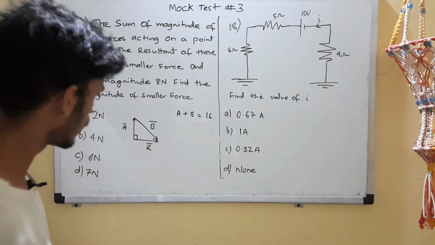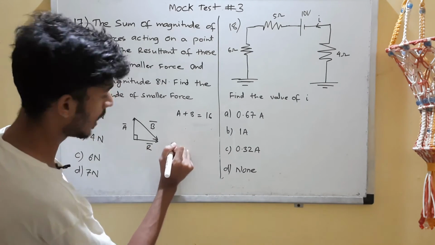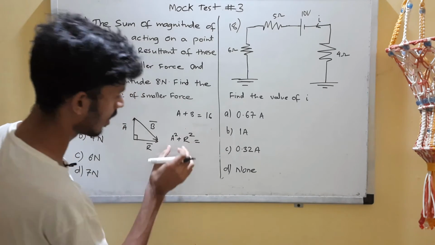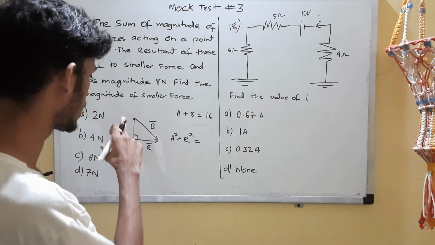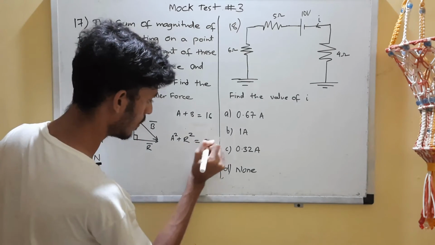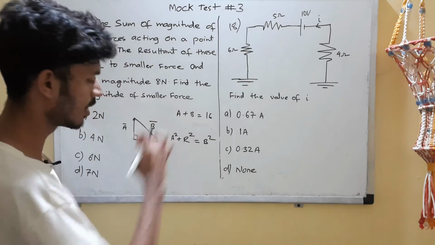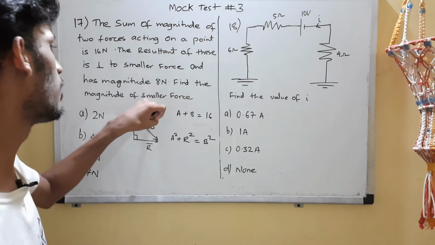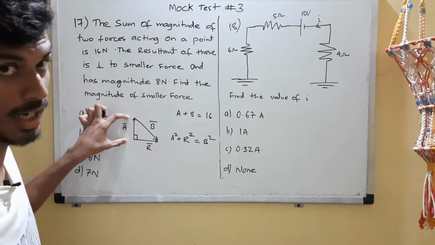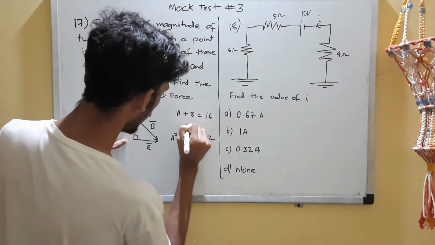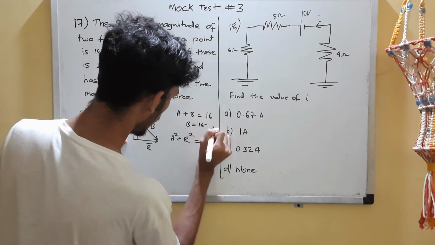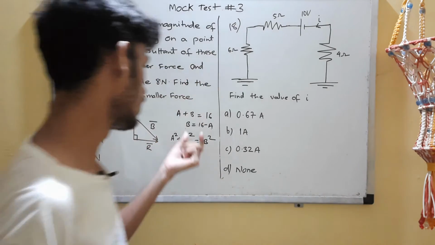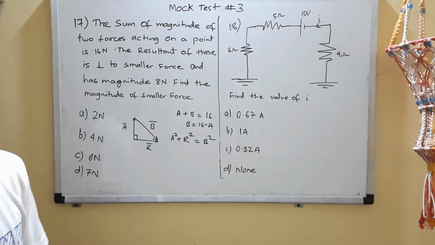So here first of all you can apply the Pythagoras theorem. So A square plus R square, where these correspond to the magnitudes, is equal to B square, right? A square plus R square is equal to B square. Now we want to find the magnitude of the smaller force. The smaller force in our case was A, right? So we want to put everything in terms of A. We don't want this B in our answer, so we want to put it as 16 minus A.